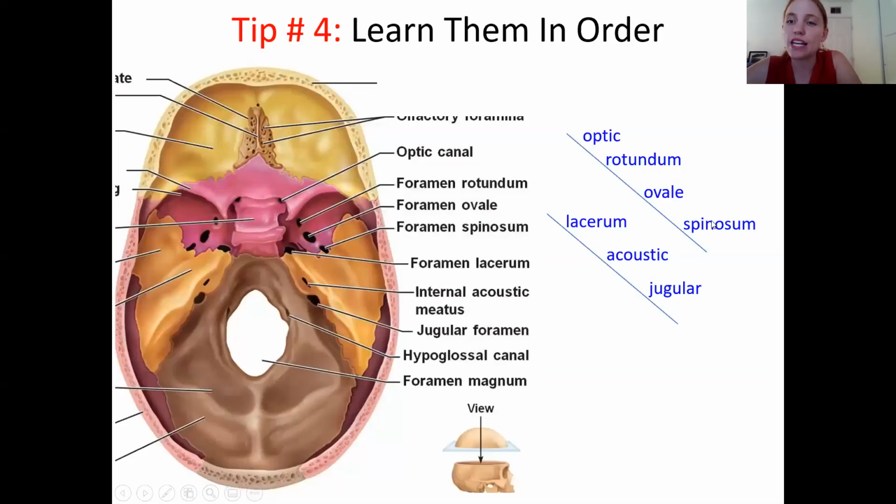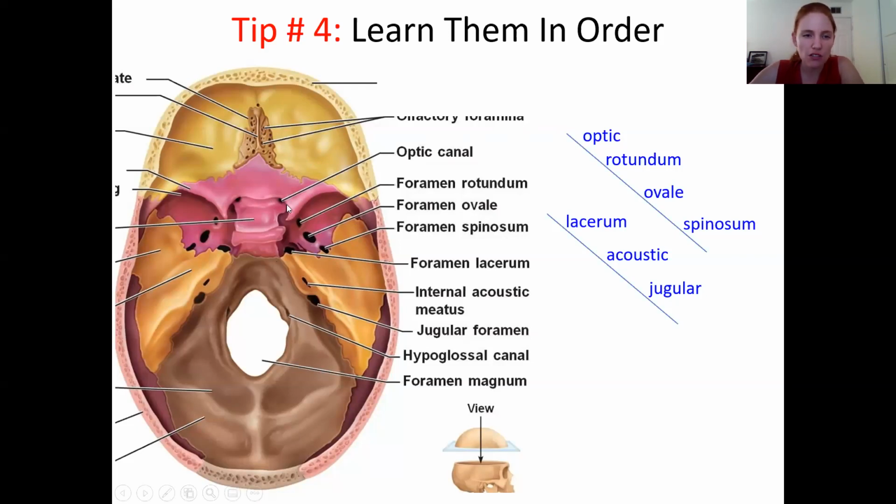Okay, so tip number 4. For most classes, and especially my class, you will only have to learn the skull bones articulated, which means put together. The good news is that because it's all put together, these holes are going to be in a particular order. So one thing you can do is memorize them in a particular shape. Let me tell you what I mean by that.